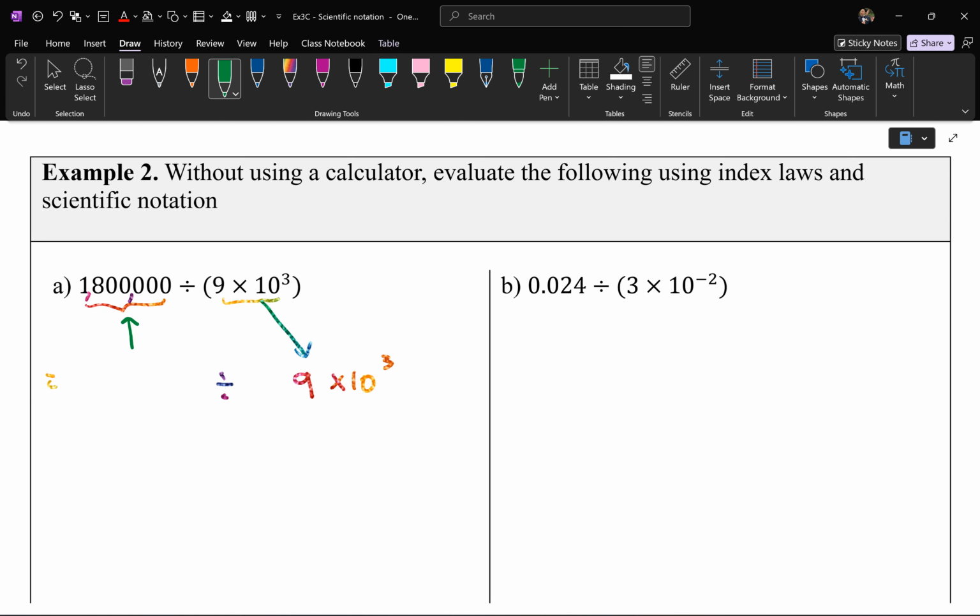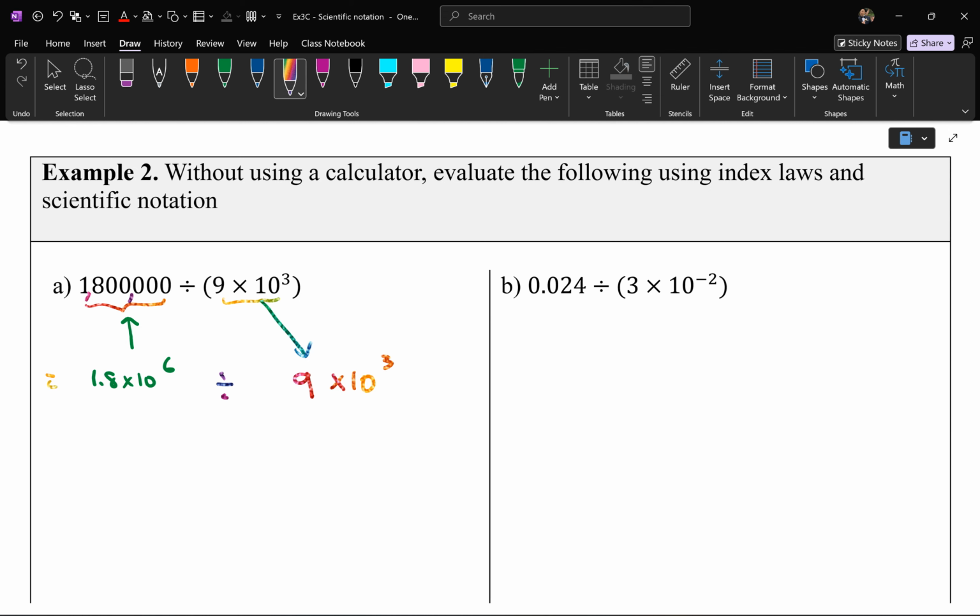Just do 18 times 10 to the power of 5. That is correct, except remember A has to be between 1 and 10? 1.8. Very good. So it should be 1.8 times 10 to the power of 6, and you're dividing that by 9 times 10 to the power of 3.